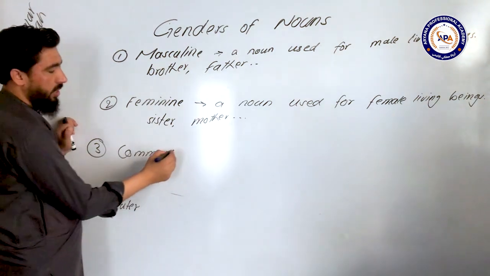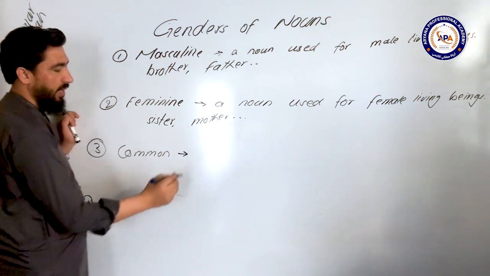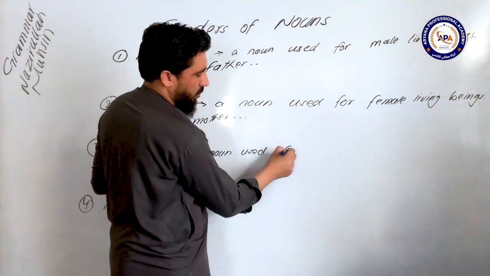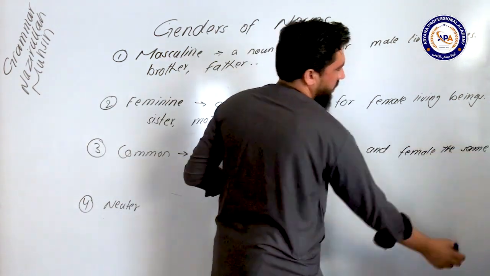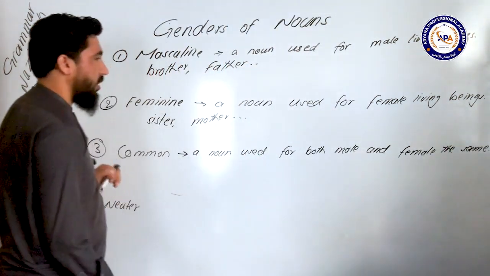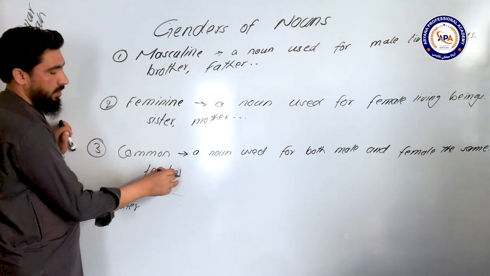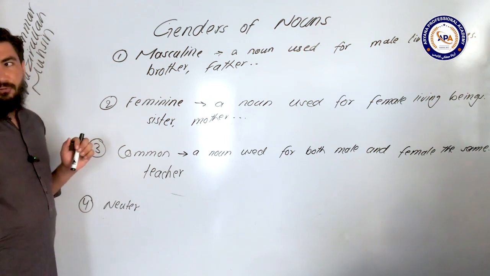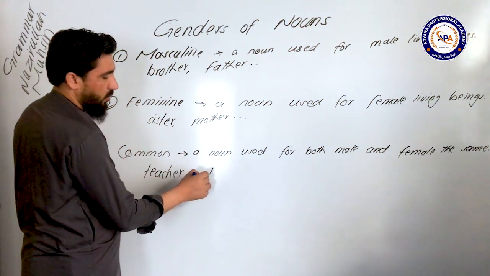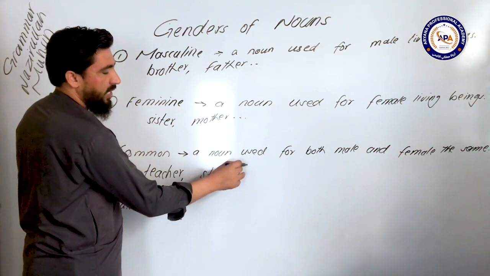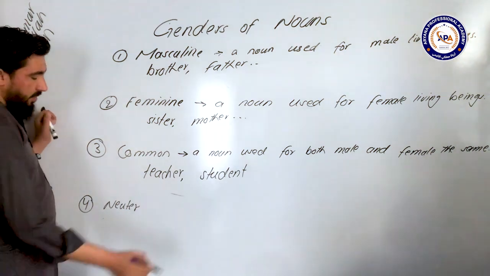In common gender, we also have some words which are used for both male and female. It's called the common gender. For example, teacher is a common word which refers to both male and female. So the word teacher is a common gender. Student can also be someone male or female, so it is a common gender.